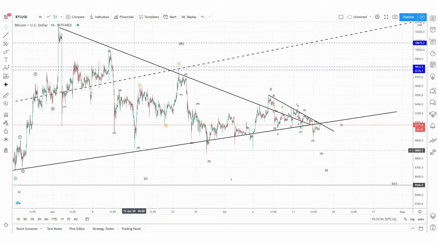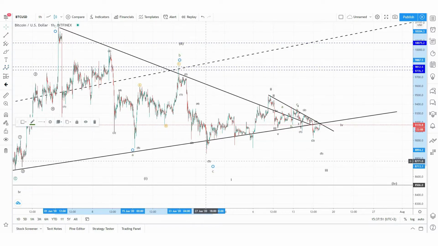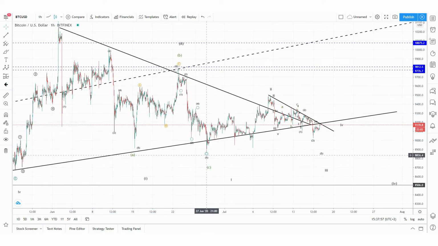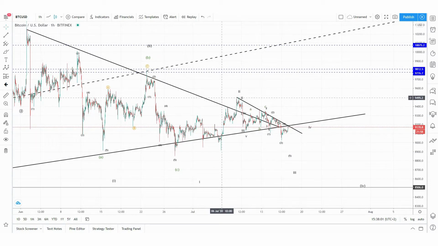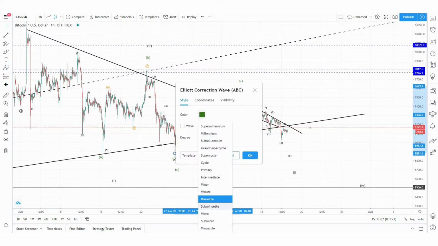Now, because we have seen a 5-wave move to the downside, a 3-wave move to the upside, and another 5-wave move to the downside, this could be labeled as another ABC correction of a higher degree. In that case, we have seen a 3-wave move again to the upside, which could be corrective in nature and can be another ABC of a lower degree time frame.